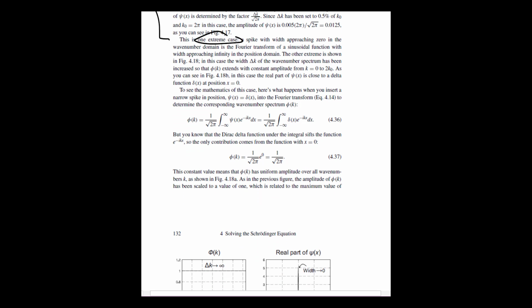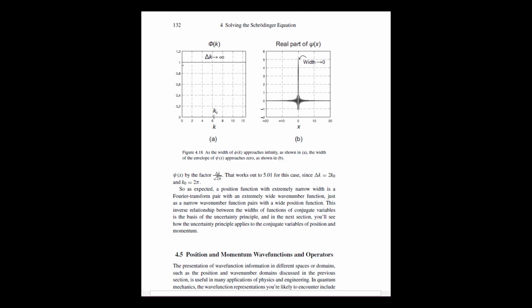So that's one extreme case. We said a spike with width 0 in the wave number domain makes for a sinusoidal function in which the width approaches infinity in the position domain. What if we go the other way? You can see that down here. Now we've got an infinite width in the wave number domain, and if we combine all those wave functions together, we can get an infinitely narrow width in the position domain.